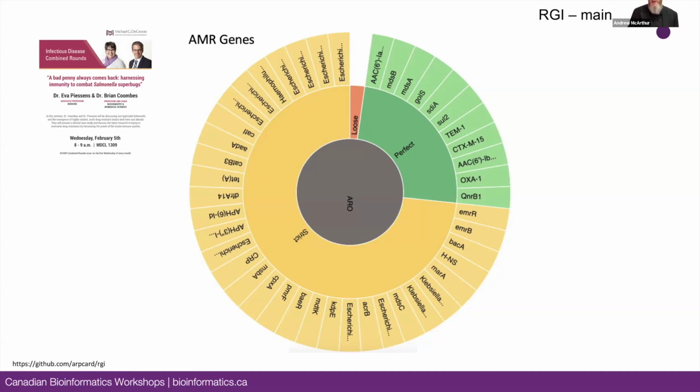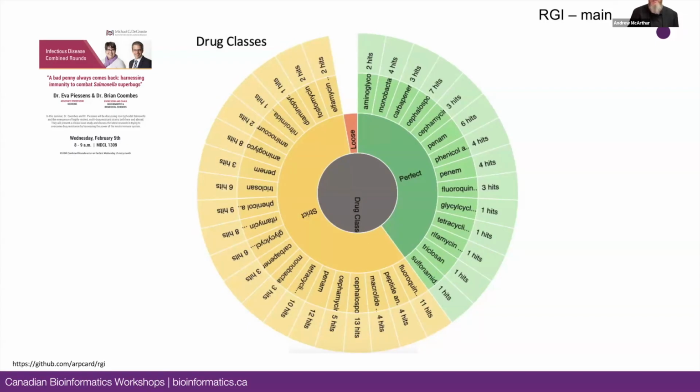Compared to your average salmonella, this is not normal. This is a superbug, right? This is a scary perspective. But you can actually redisplay these data. Now the middle circle is the drug class, and on the outside, it says how many genes are undermining that drug class. So if you look, cephalosporins are being undermined by seven separate genes, for example, and penams by 12 genes.